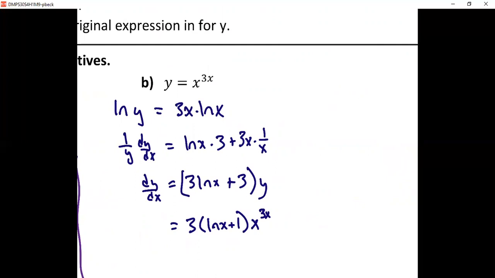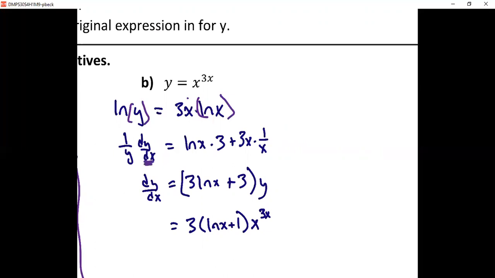So let's go ahead and start by taking the natural log of both sides. And then I am bringing that exponent out in front right from the very beginning. Hopefully you guys see that and are okay with that. And then from there, we say, okay, 1 over y dy/dx.